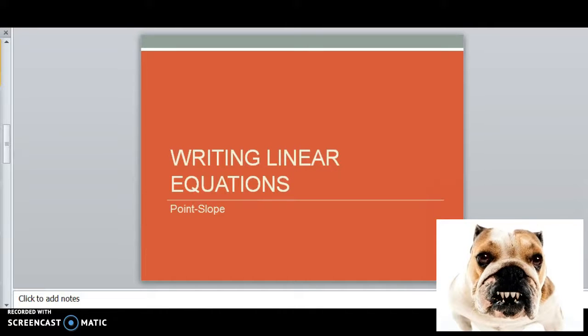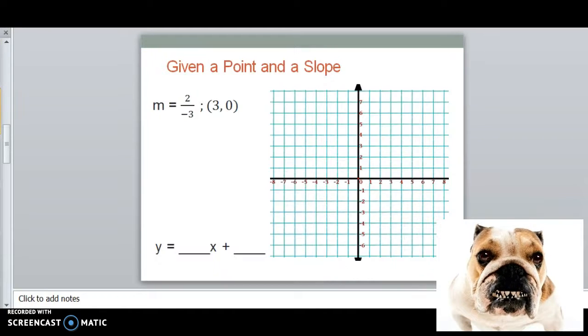But anyway, we're going to continue our unit on writing linear equations. Our end goal is to have a graph with a line, and we're going to determine what the equation of the line is. In this presentation, instead of giving you the slope and the y-intercept, I'm going to give you a point and a slope.